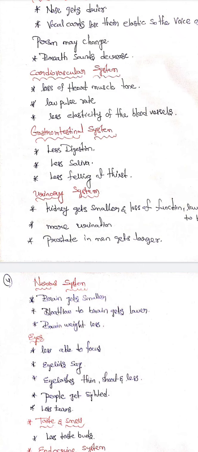So if they eat anything, it will not digest. They will avoid some foods that do not digest, like non-veg. Next, less feeling of thirst. They will not feel thirsty, meaning they don't feel like drinking fluids.